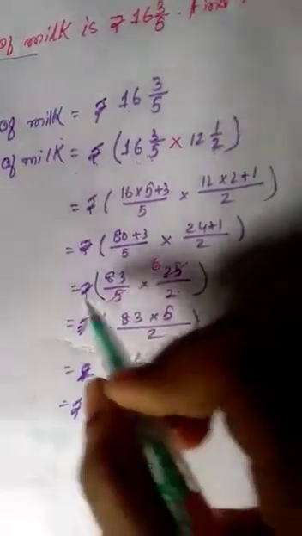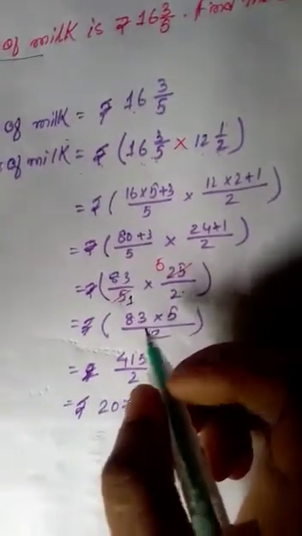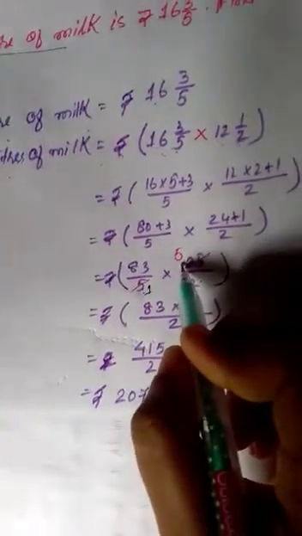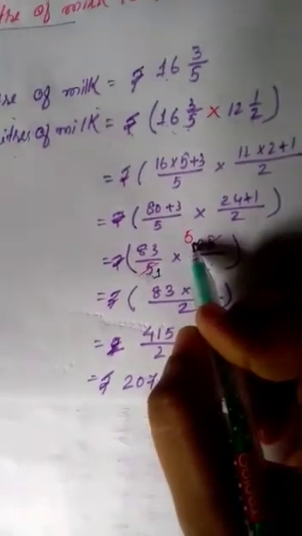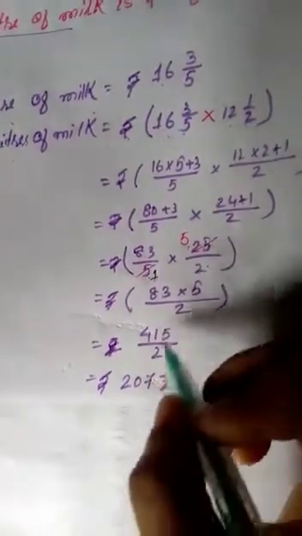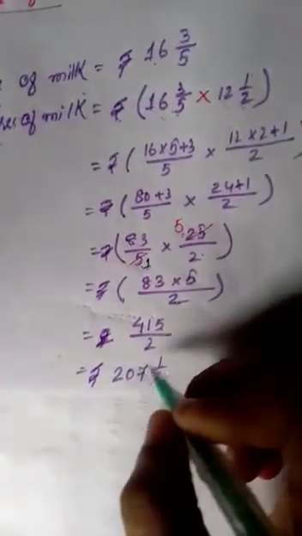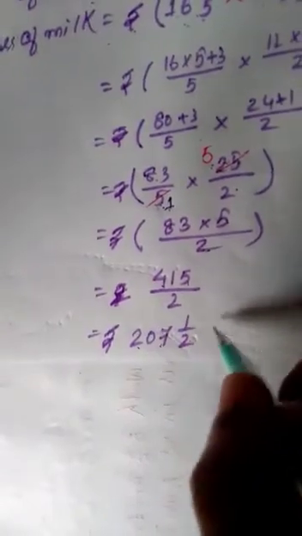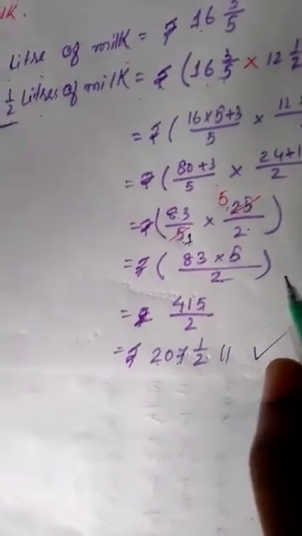Alright, now you can see here 5 and 25 are both multiples of 5. So 5 1s are 5, and 5 5s are 25. So we get 5 as the new numerator. So 83 multiplied by 5, and down in the denominator 1 into 2, so it's 2. So it's 415 divided by 2. After dividing here, children, we get 207 and 1 by 2. So after dividing, we have got this result. I think it's clear to you now how it is solved. Thank you, children.